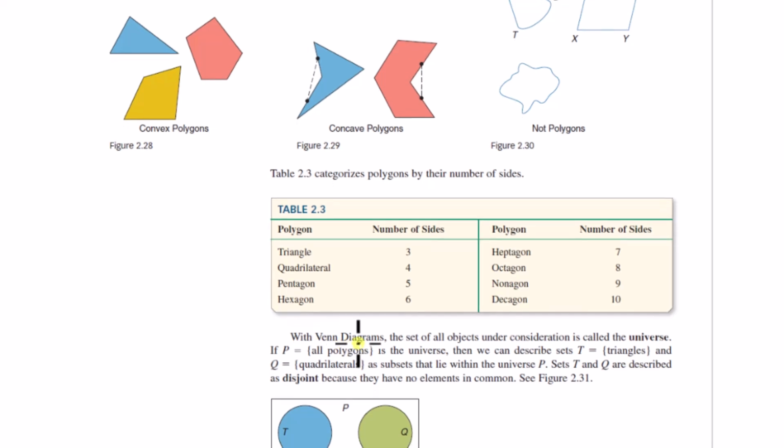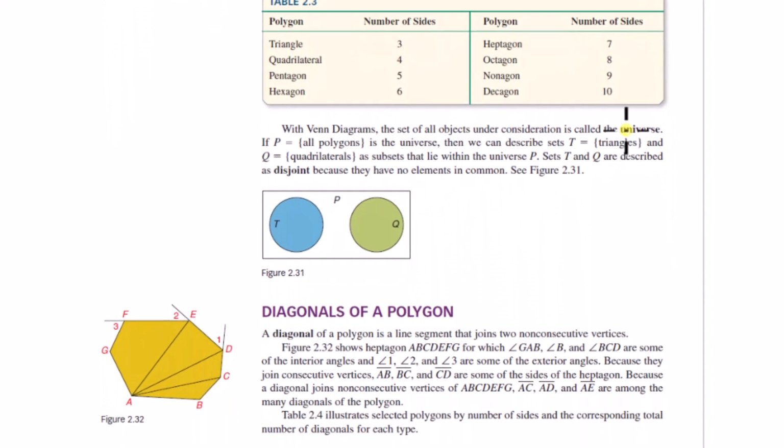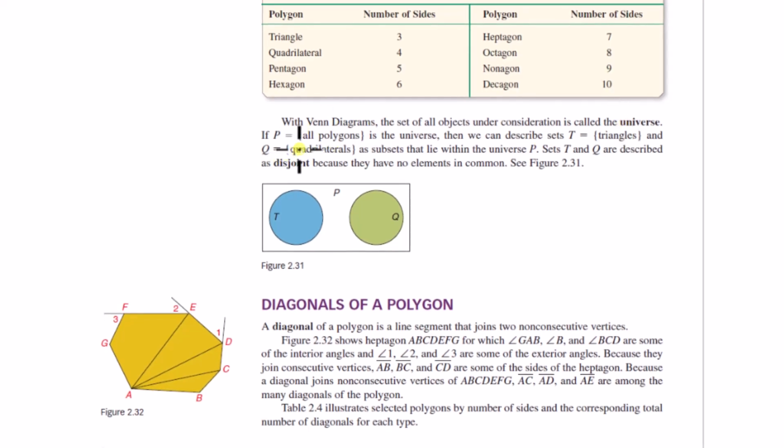All right, with Venn diagrams, the set of all objects under consideration is called the universe. If P, which is the set of all polygons, is the universe, then we could describe the sets T, which are triangles, and Q, quadrilaterals, as subsets that lie within the universe P. Sets T and Q are described as disjoint because they have no elements in common.